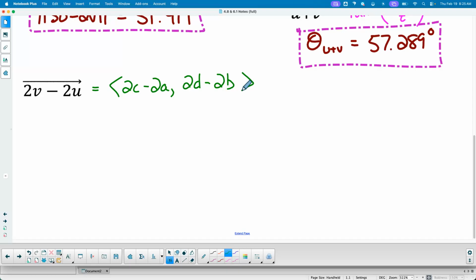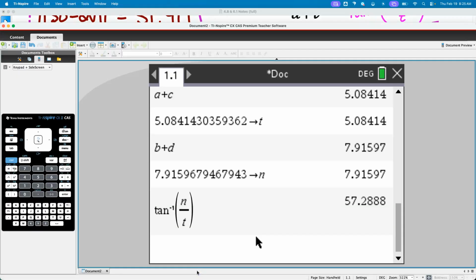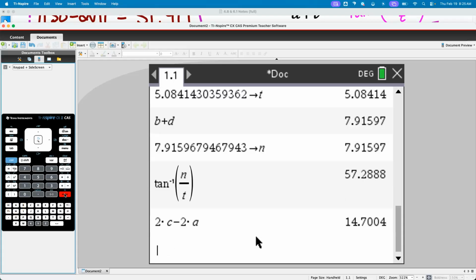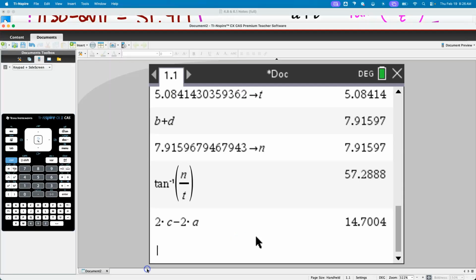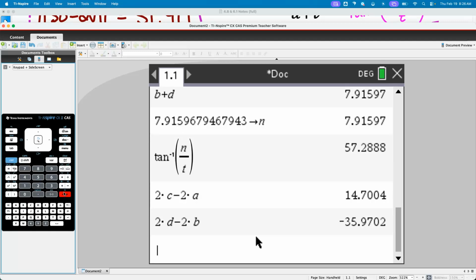So that then would become 2c minus 2a is 14.700. And 2d minus 2b is negative 35.970.